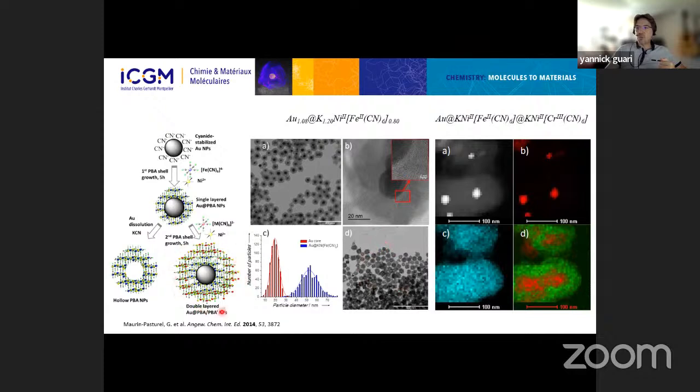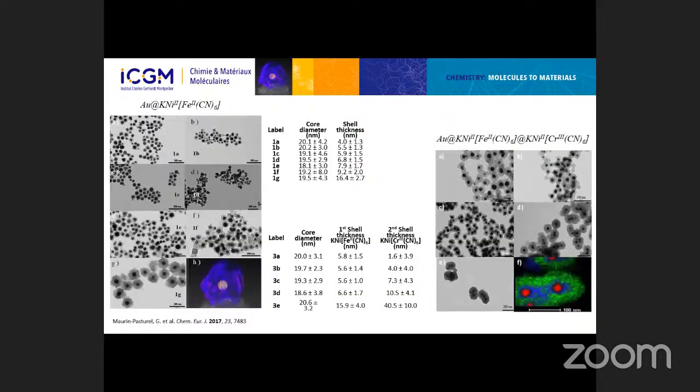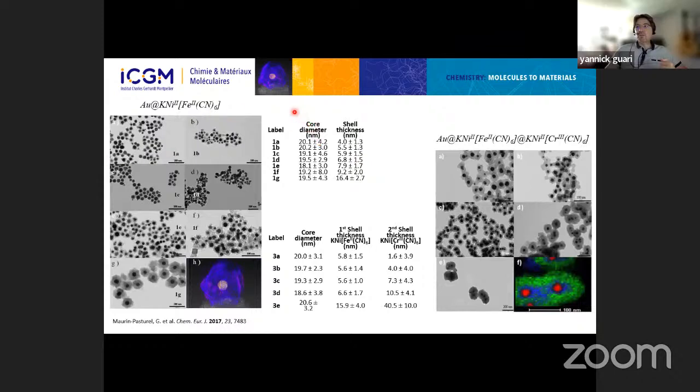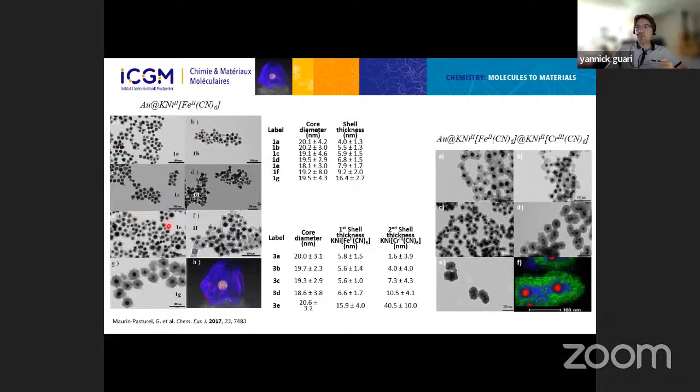Or we can also grow a second shell of another Prussian blue analog, for example, nickel chromium. And you have the formula here with gold at the core, the first shell made of nickel iron Prussian blue analog, and a second shell made of nickel chromium Prussian blue analog. So this method can be used varying the first shell of the Prussian blue analog for compounds named A1 to AG, for which you have here the transmission electron microscopy images.